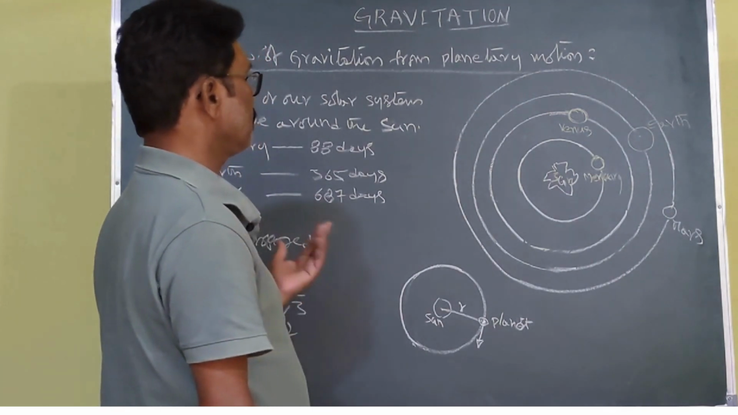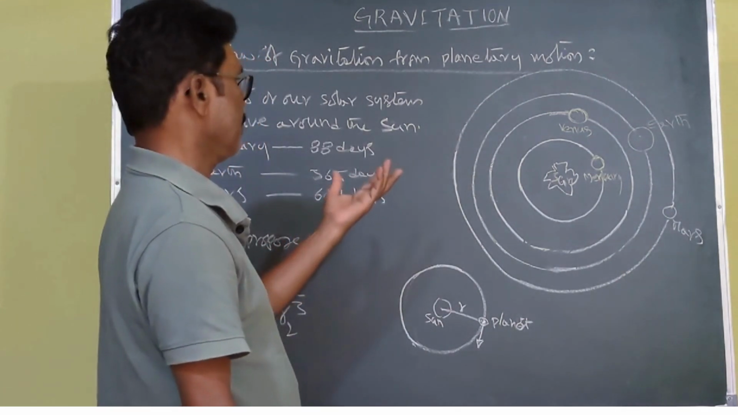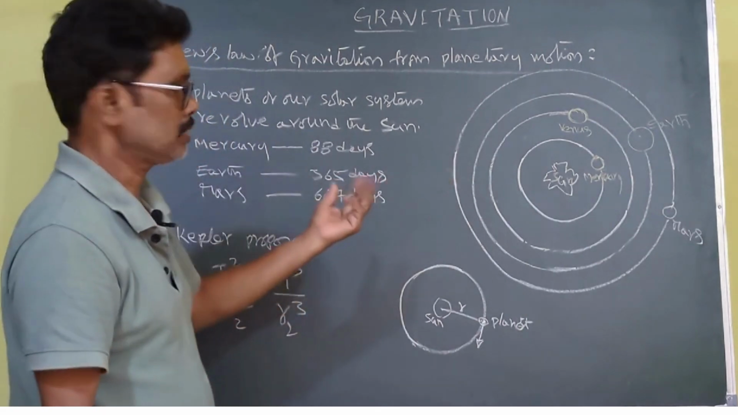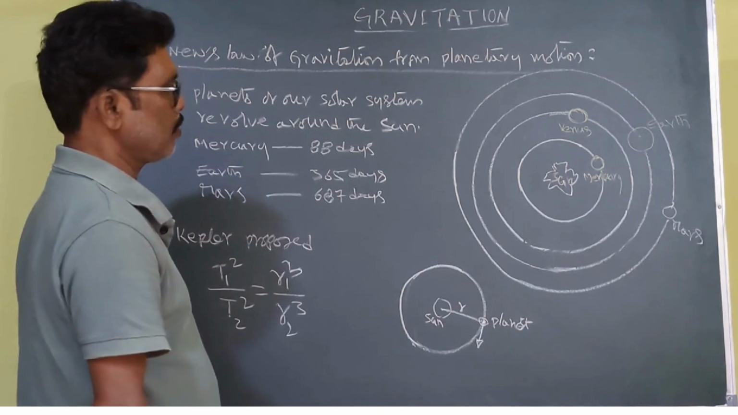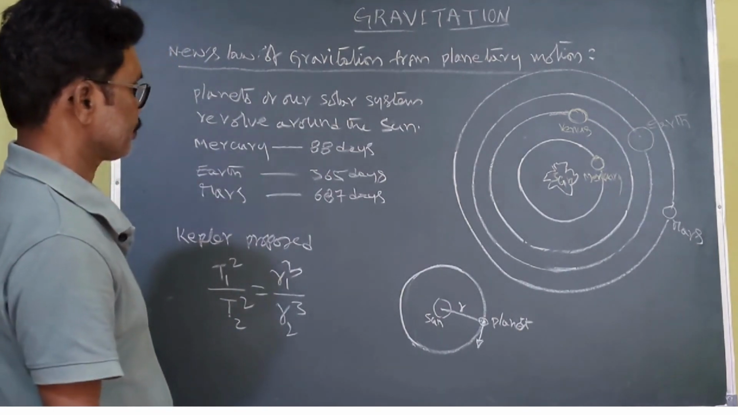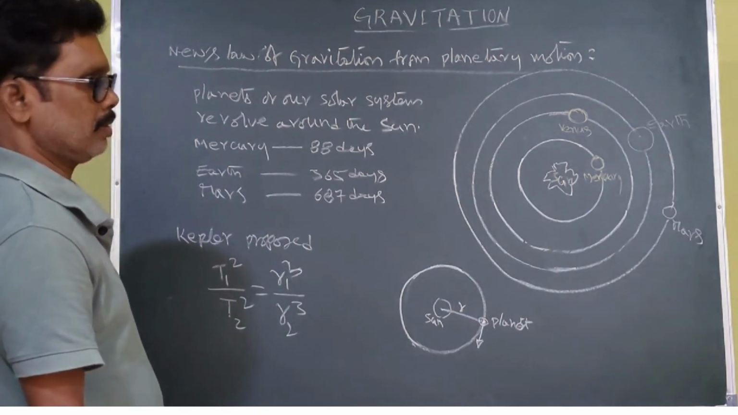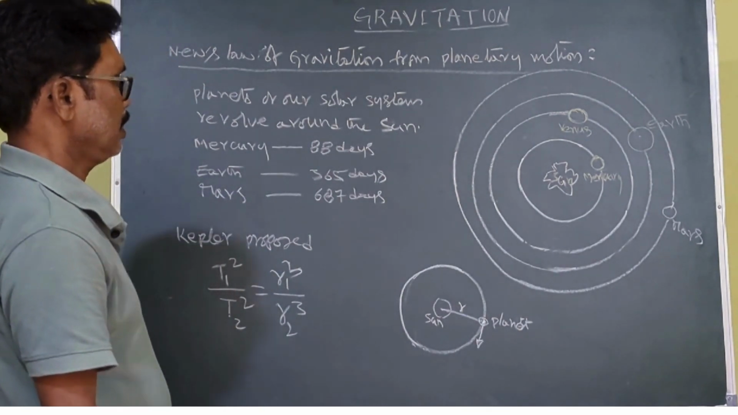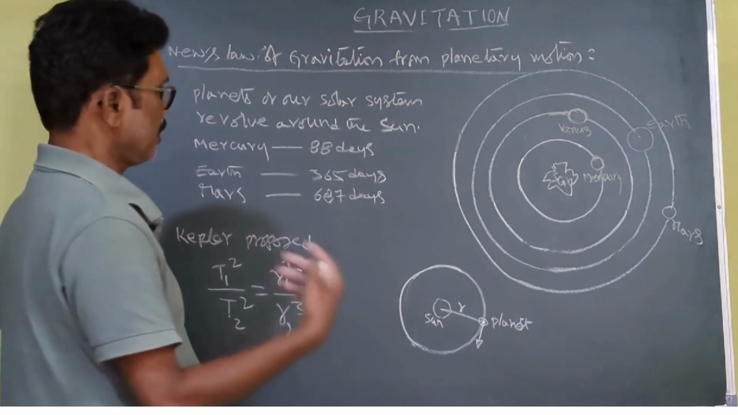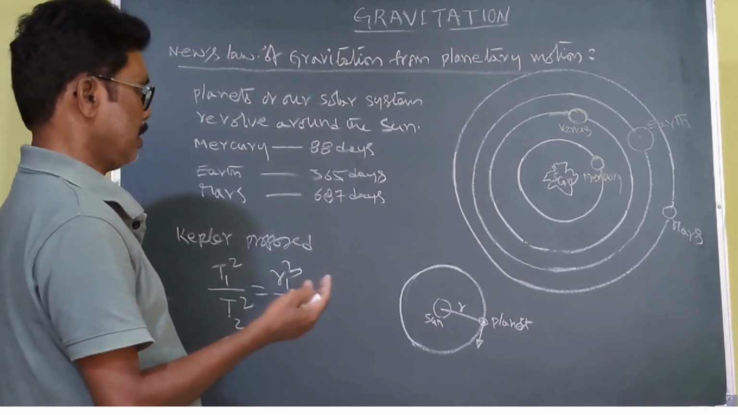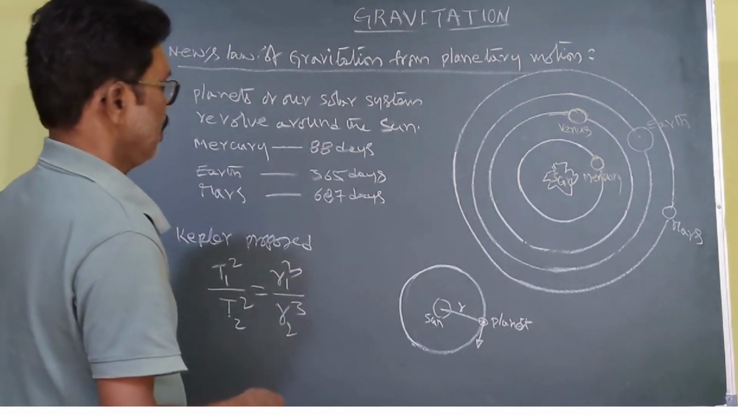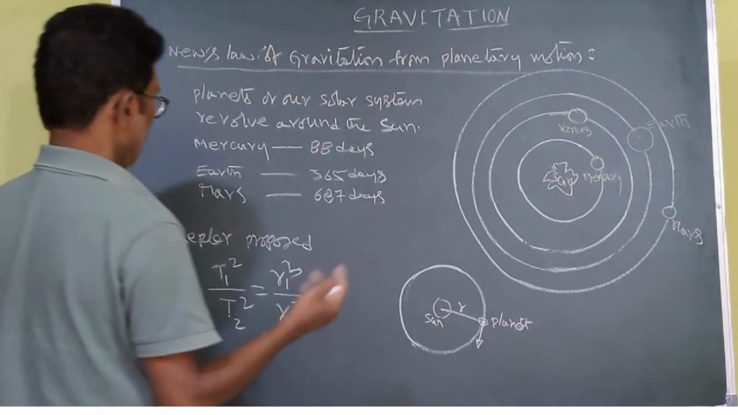We can find out the force between the sun and any planet by using F equal to G into the mass of the sun into the mass of the other planet, divided by the distance between the sun and that planet.